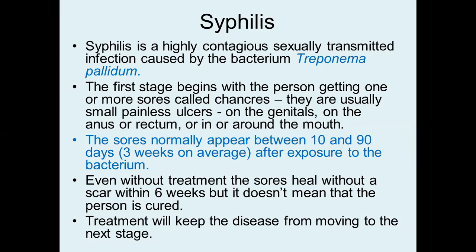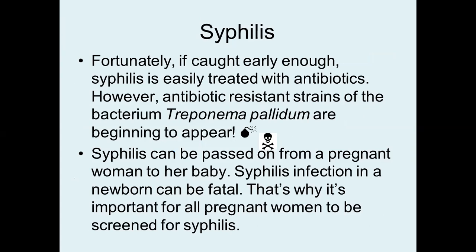If they're treated at this primary stage, this initial stage, the treatment will actually cure the individual and prevent the disease from moving on to the next stage, or secondary syphilis. So fortunately, if caught early enough, syphilis is easily treated with antibiotics. However, and this is the scary thing, antibiotic-resistant strains of this bacterium, Treponema pallidum, are beginning to appear.